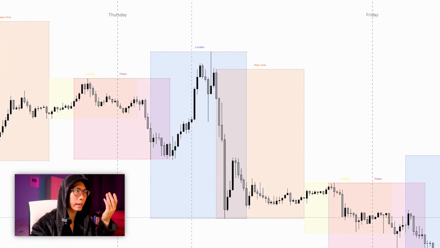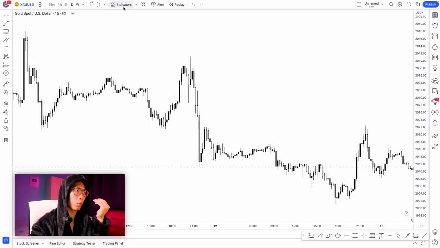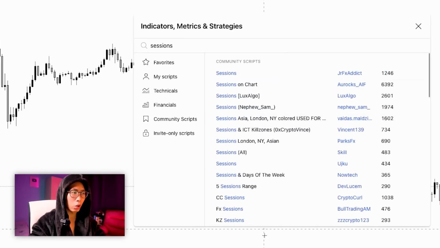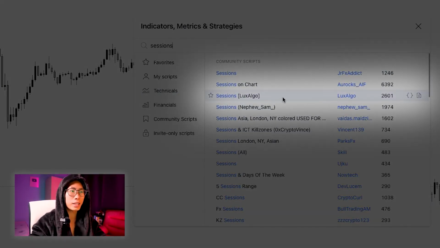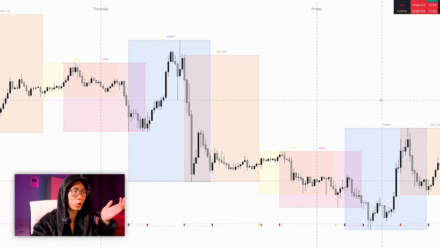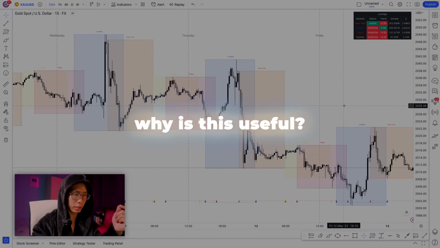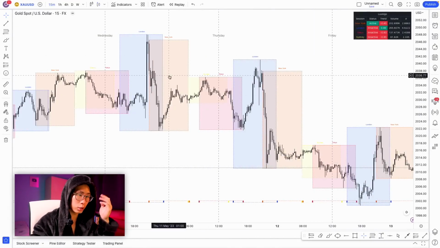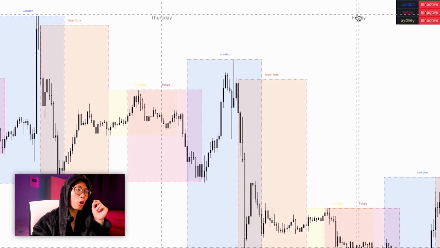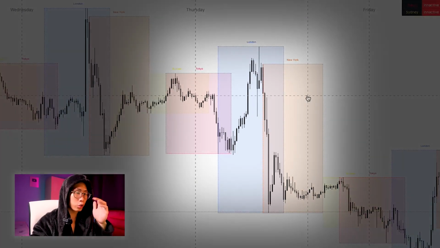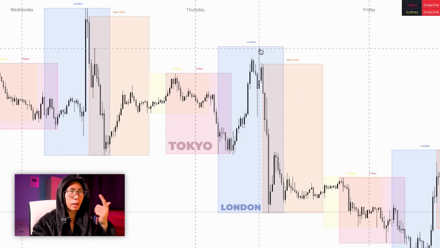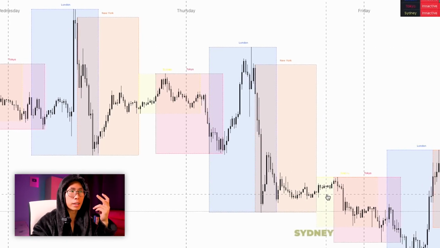So how you get this beautiful indicator is by going to the indicator tab right here and just searching sessions. When you search sessions, you'll find there's a lot right here, and I need you to select the LuxAlgo one. So you click on this one right here, and as you can see, the sessions indicator literally pops out for you. Why this session indicator is so useful is that not only does it separate the trading sessions into different days like Wednesday, Thursday, Friday, but it also separates all the different trading sessions into different time sessions, like the Tokyo session, the London session, the New York session, and the Sydney session, right?